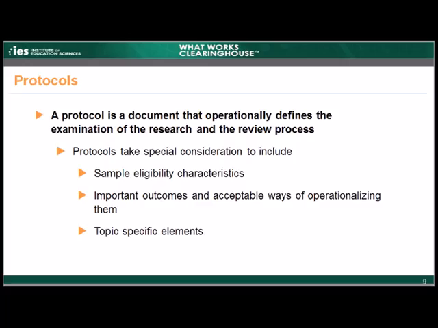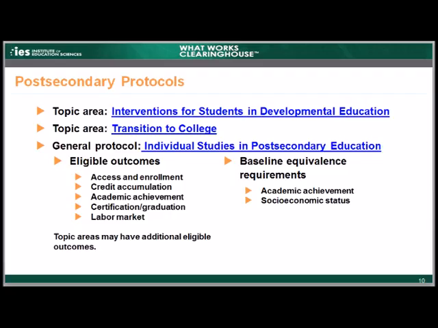The first is the Review Protocol for Studies of Interventions for Developmental Students in Post-Secondary Education, which we have hyperlinked here. Review Protocols for Studies of Interventions to Support the Transition to College, and then the Review Protocol for Individual Studies in the Post-Secondary Education topic area. So this last protocol is used for studies that are on topics that don't have their own protocol. For example, if the WWC conducted a review of a study of an intervention aimed at increasing critical thinking skills in the general college population, we'd use this last protocol to guide the review.